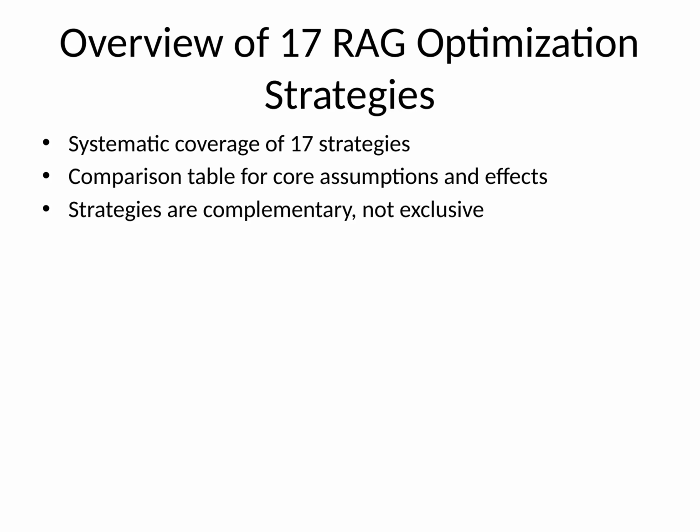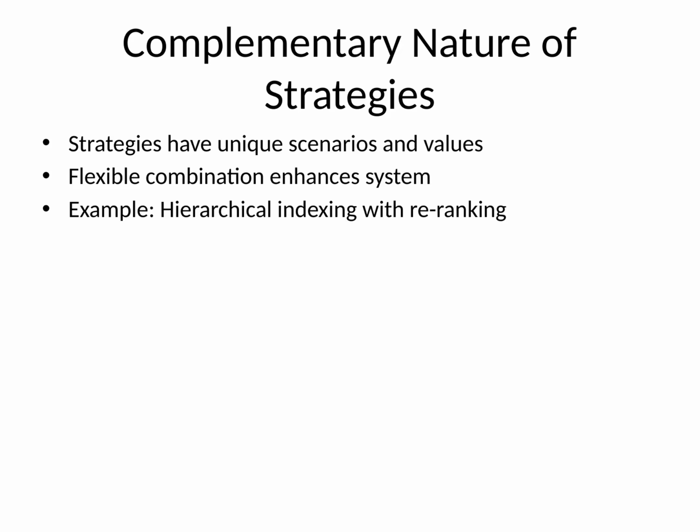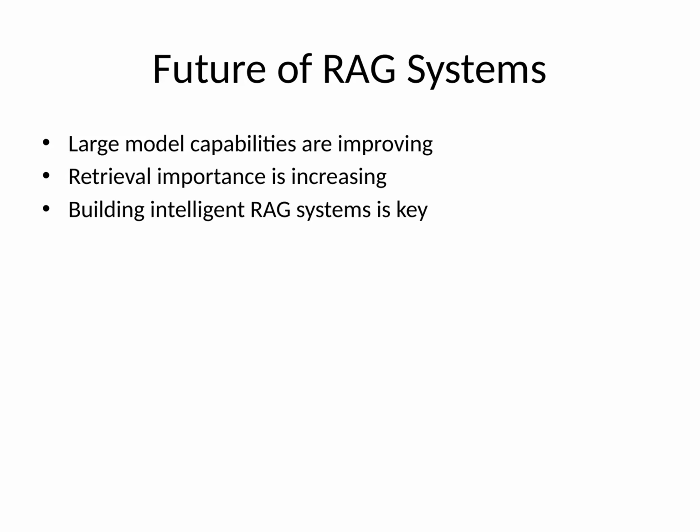In conclusion, we've systematically covered 17 RAG optimization strategies. I've created a detailed comparison table to help you understand each method's core assumptions, improvement ideas, and actual effects. It's important to emphasize that these 17 strategies are complementary tools. Each has its applicable scenarios and unique value. By flexibly combining them, such as using hierarchical indexing with re-ranking, a more accurate and robust RAG system can be built. As large model capabilities continue to improve, the importance of retrieval will only become more prominent.